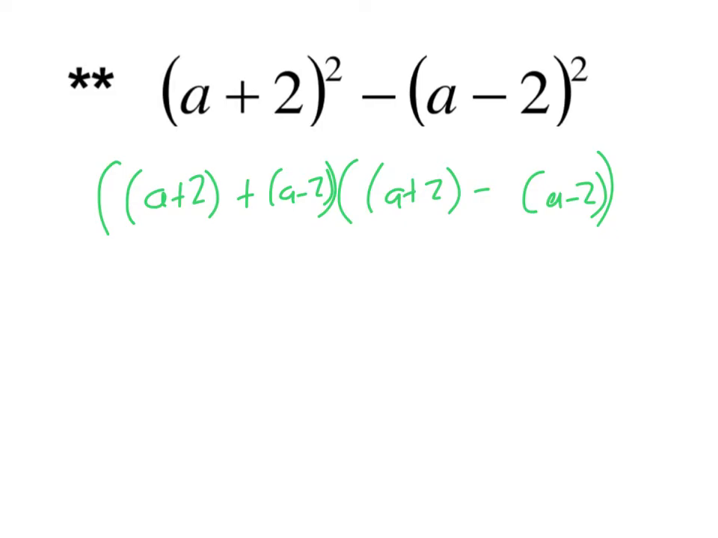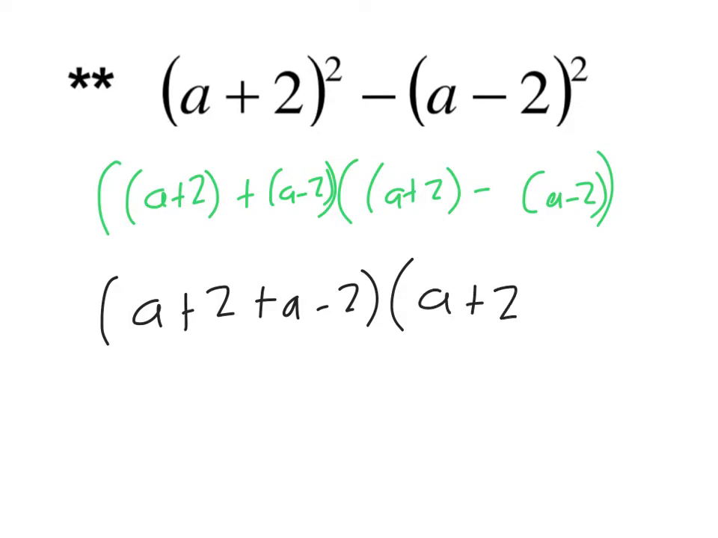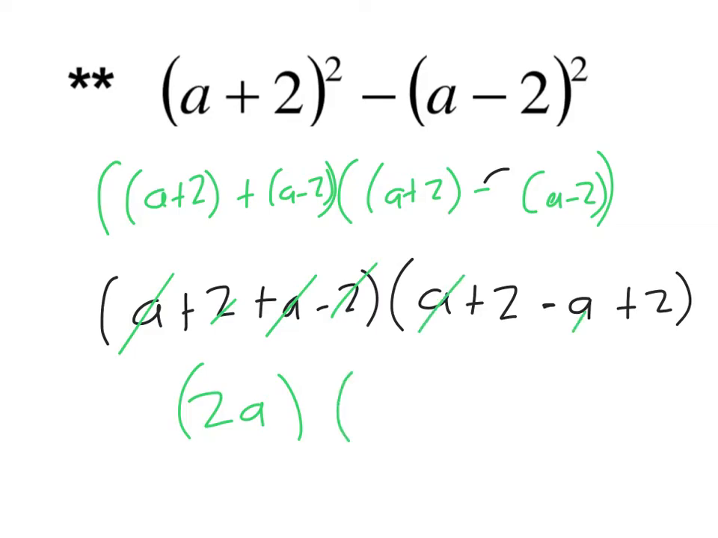Now let's actually take these out of their inner parentheses because they cannot be combined any simpler. So that leaves us with a plus 2 plus a minus 2. And the second one is a plus 2. And make sure you distribute the negative. That's going to be minus a plus 2. Now when I group my like terms together, a and a gives 2a. 2 minus 2 is 0. In the second set of parentheses, a minus a is 0. 2 plus 2 is 4. So this actually factors to be 8a. Interesting.